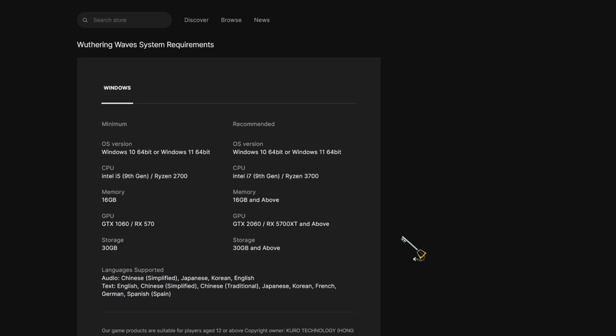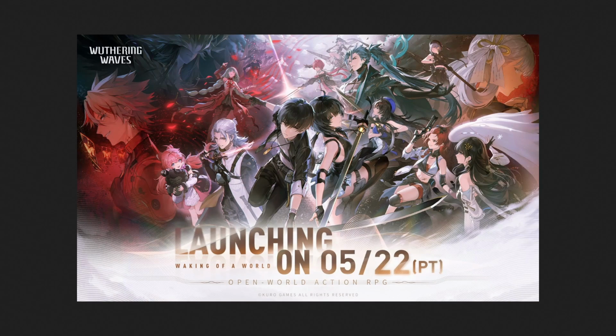And then for the GPU, you need a GTX 2060 or an RX 5700 XT or above that. So just for a little bit of background from me, I'm running a GTX 3070 Ti, so I'm definitely going to have no problems running this game. And so those are the specifications that you are going to want to have for day one for Wuthering Waves.